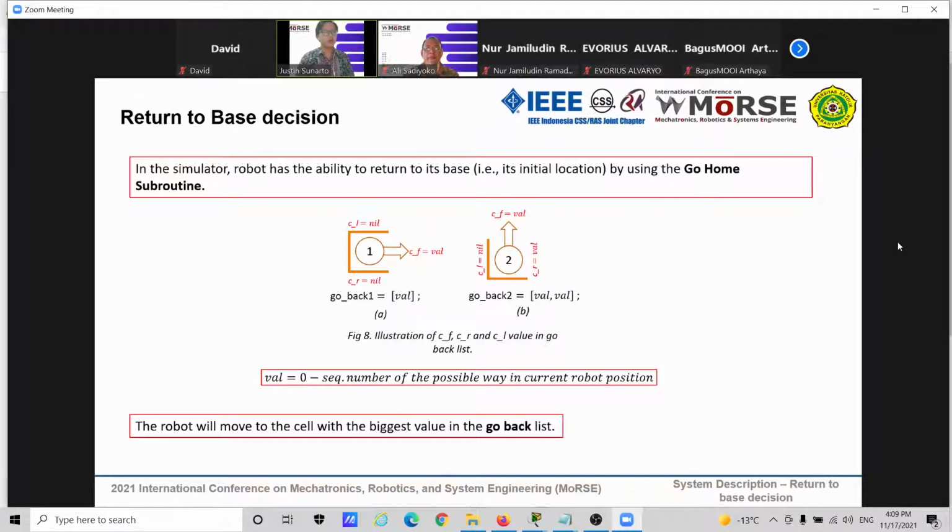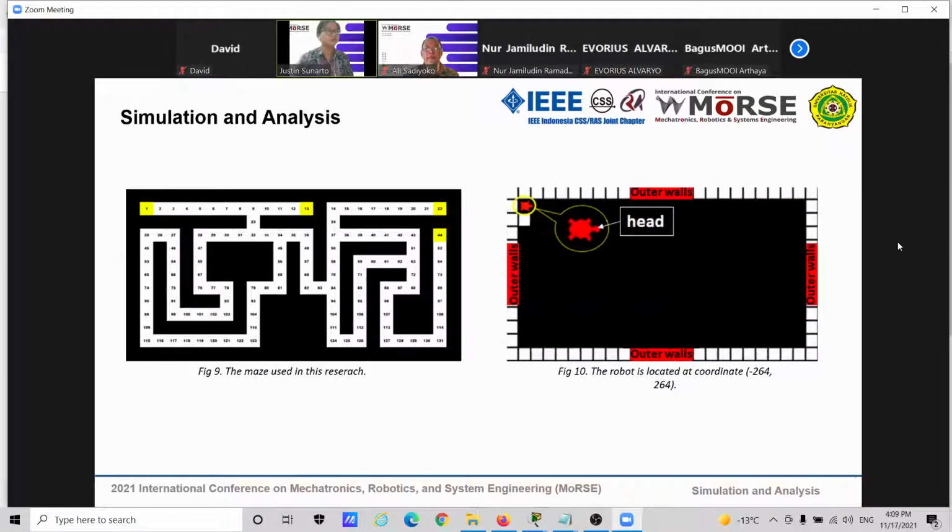In the subroutine, the robot will move to the cell with the biggest value in the go back list. For the simulation and analysis, we use the figure 9 maze as our maze in this research. Before we start our simulation, we need to determine the robot heading and the robot location. In figure 10, the robot heading is east and the robot location is minus 264, 264.